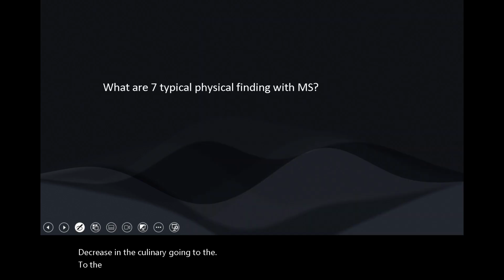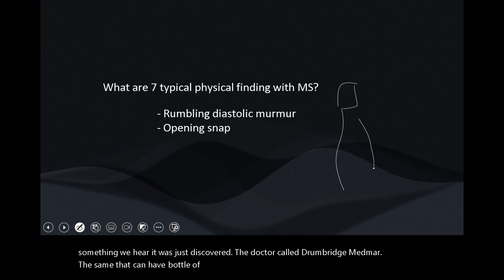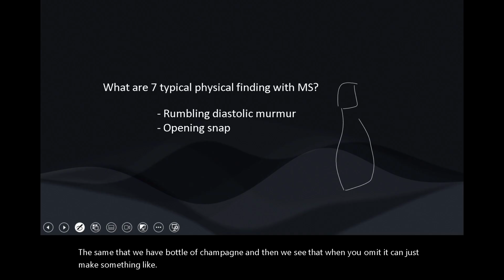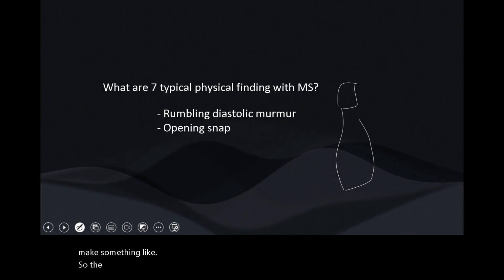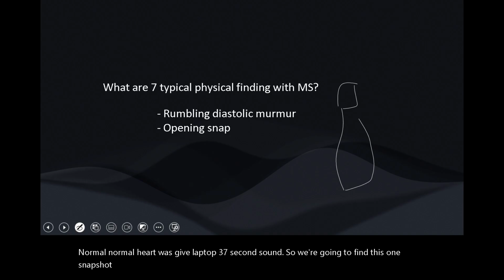So what are the physical findings for mitral stenosis? We have something we hear with the stethoscope called a rumbling murmur. We have something called an opening snap, the same as when you have a bottle of champagne and you open it, it makes a sound like that. So the normal heart would give lub dub, first sound, second sound. So we're going to find this opening snap after the second one because it has a very tight mitral valve.